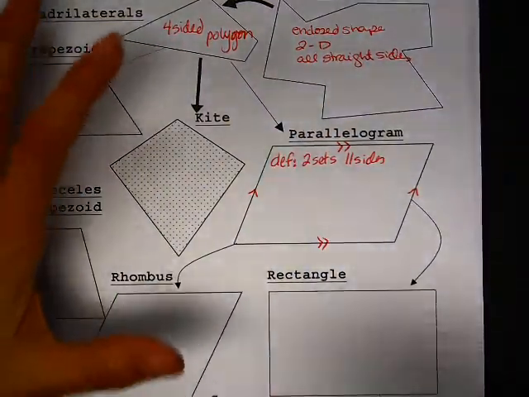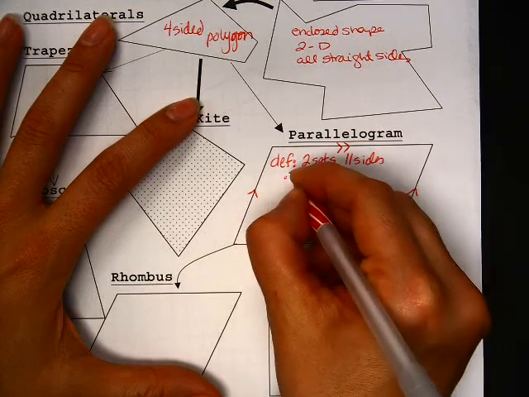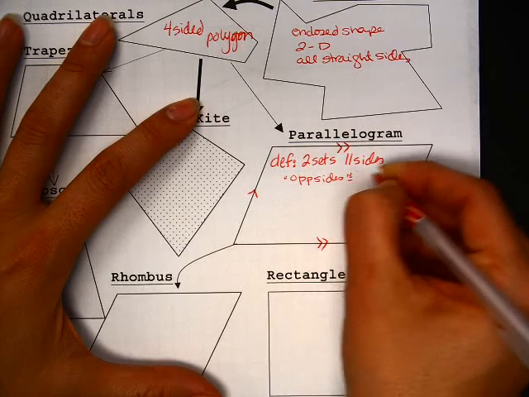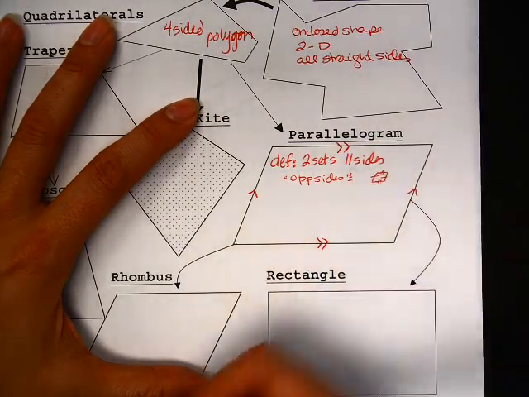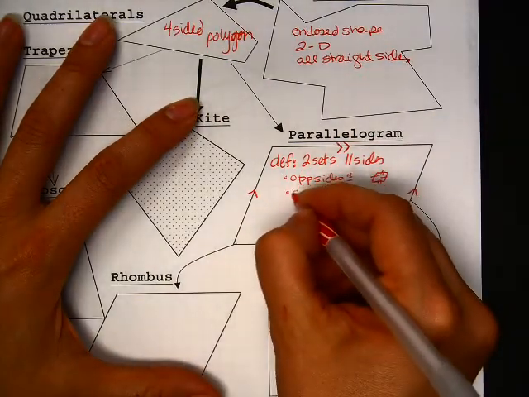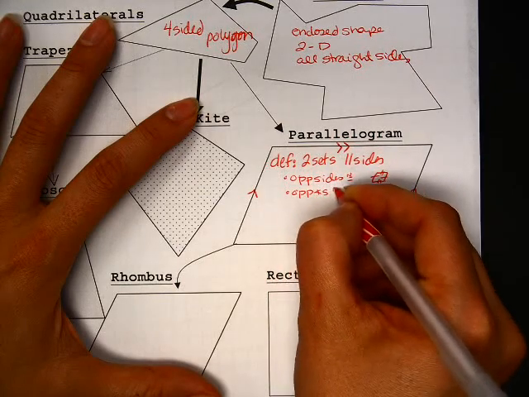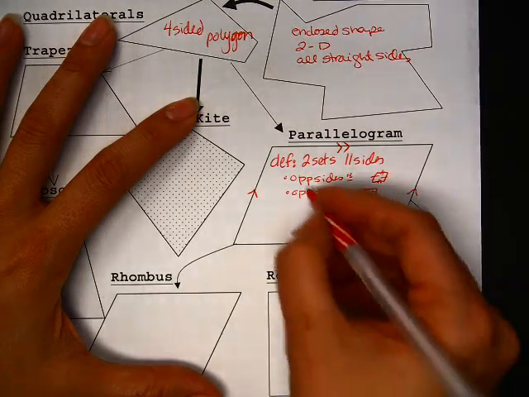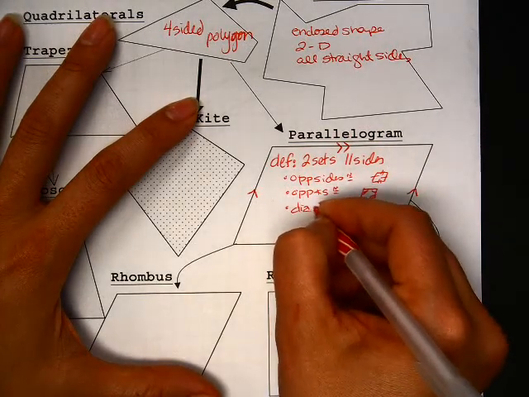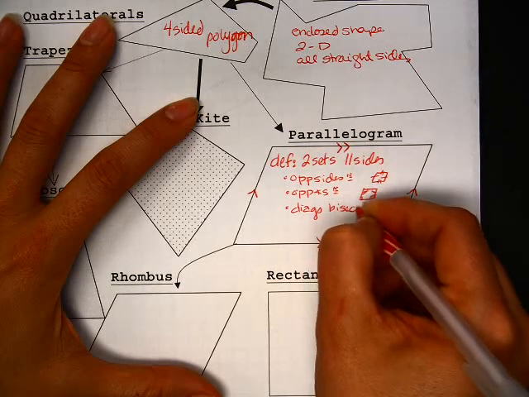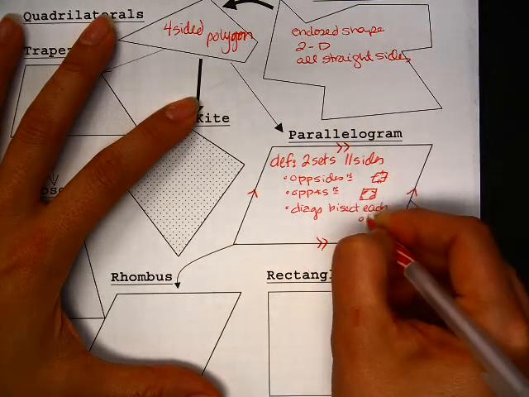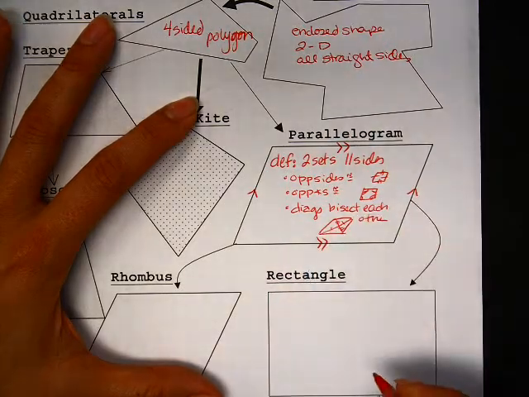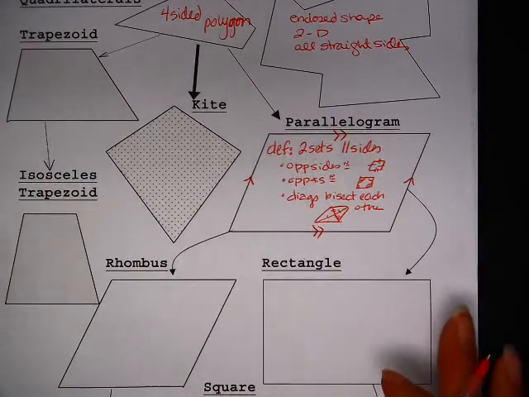And then we have some theorems. So on the first day, we proved that opposite sides were congruent. In other words, this. We proved that opposite angles were congruent. In other words, this. And we proved that the diagonals bisect each other. In other words, that. So those are the three things that we proved on the first day.